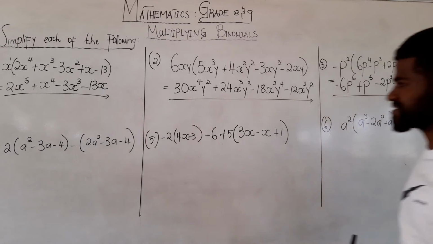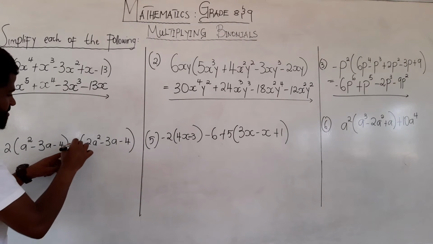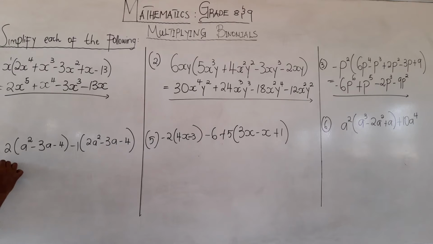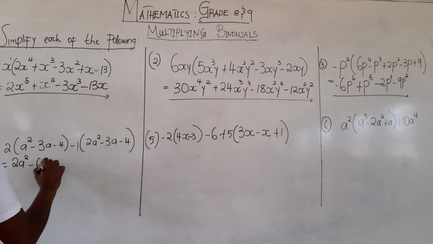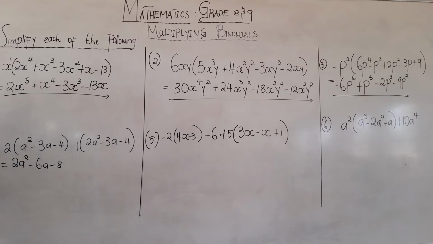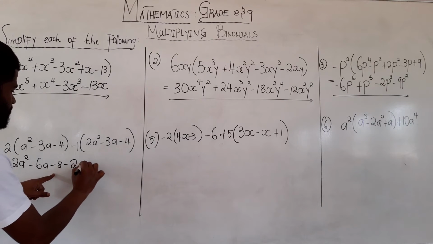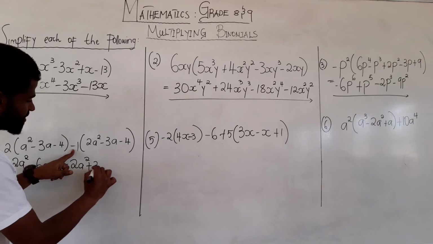Now our fourth question says 2 multiplied by everything inside the brackets, and they say negative. This is negative 1. When you are given a question like this one, just place the 1 so that you don't make mistakes. Now 2 multiplied by a squared will give us 2a squared. 2 multiplied by negative 3a will give us negative 6a. 2 times negative 4 will give us negative 8. And then negative 1 times positive 2a squared will give us negative 2a squared. Negative 1 times negative 3a will give us positive 3a.